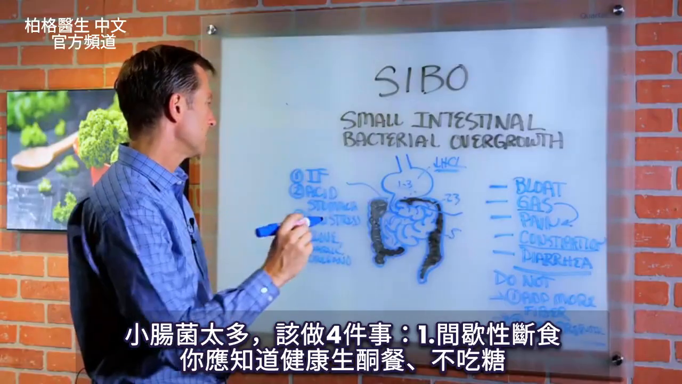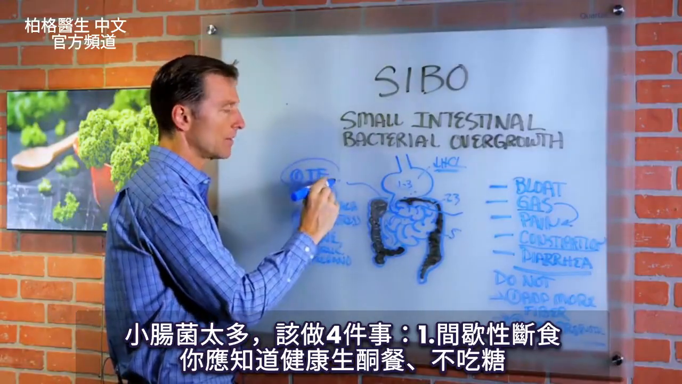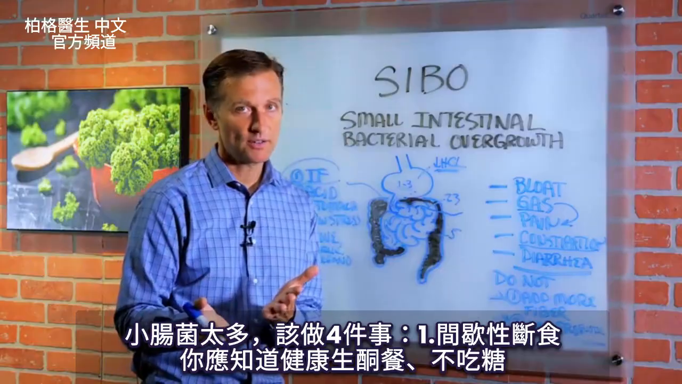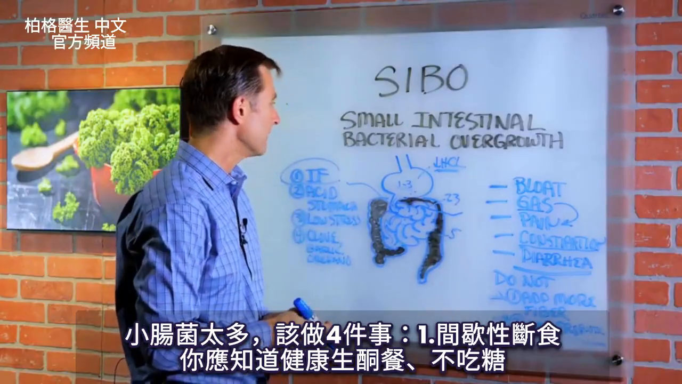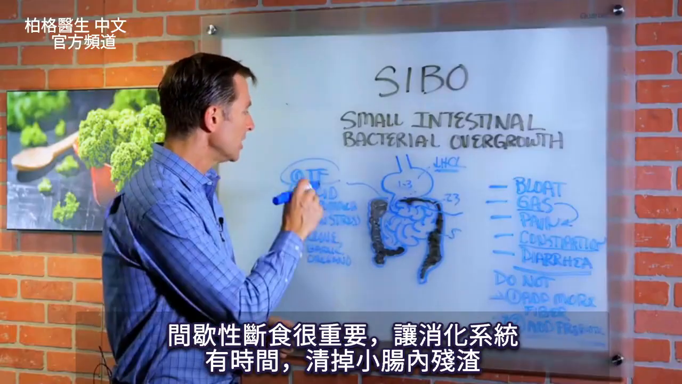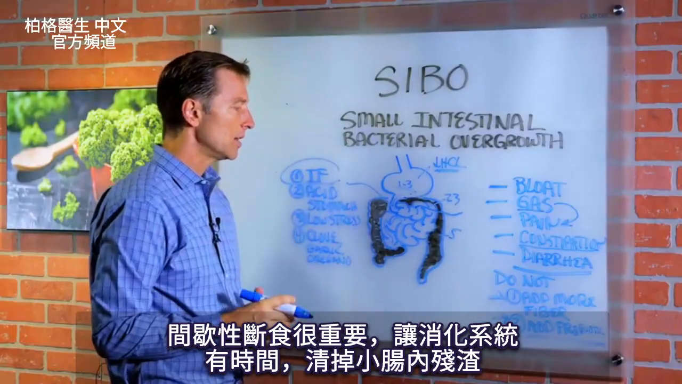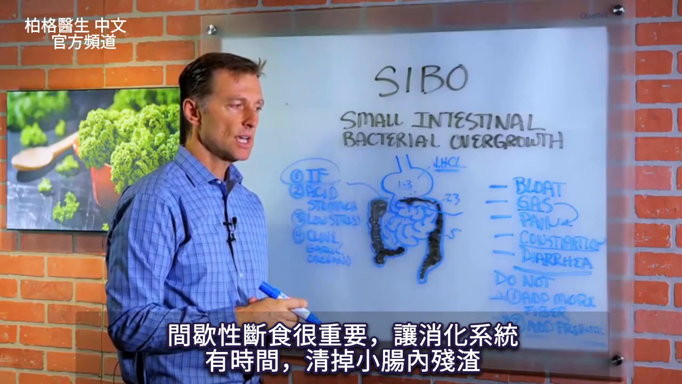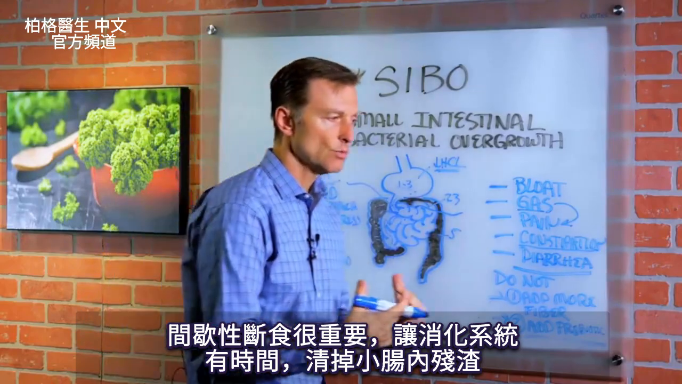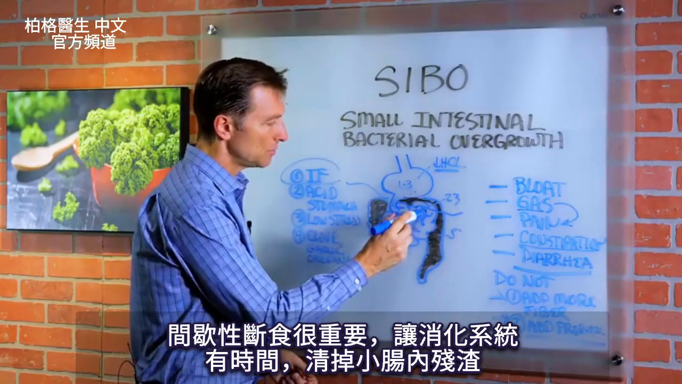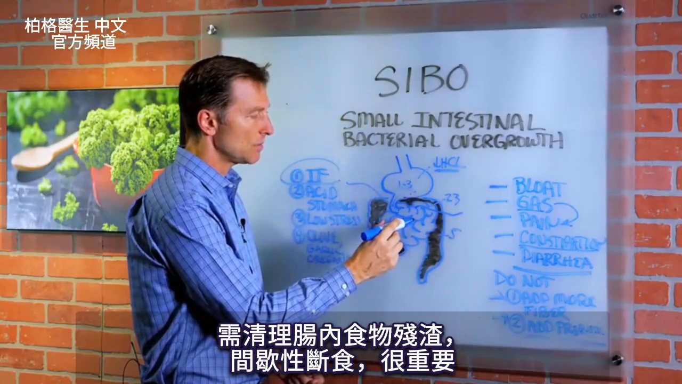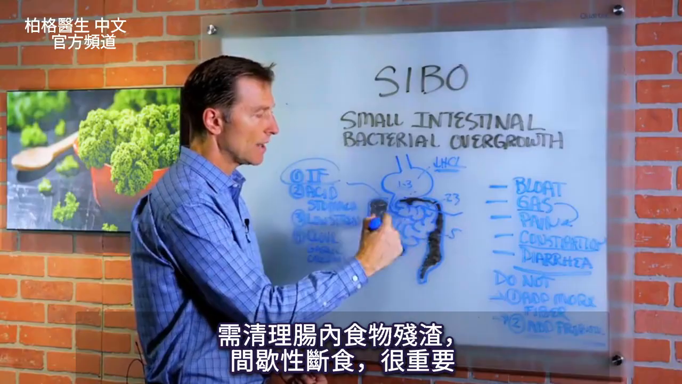Here's what you should do. Intermittent fasting. Of course, I'm assuming you know about healthy ketosis. That's a given because we don't want to add the sugar, but intermittent fasting is very important. That way it'll give your system a chance to clean up all the residue and the food particles in between the meals, and that's what the body does. It helps to clean out this stuff.